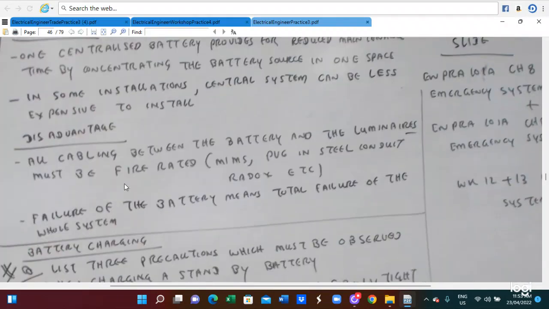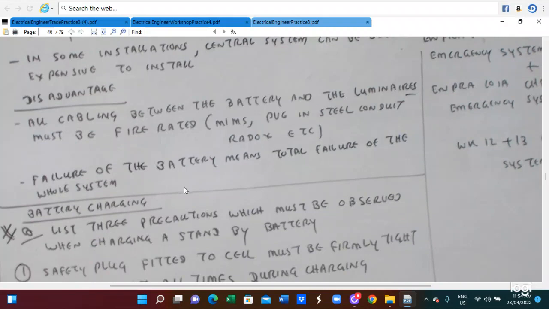The disadvantage is that all the cabling between the battery and the luminaires must be fire rated. They must be MIMS or PVC conduit, Redox cable, etc. Failure of the battery means a total failure of the whole system.